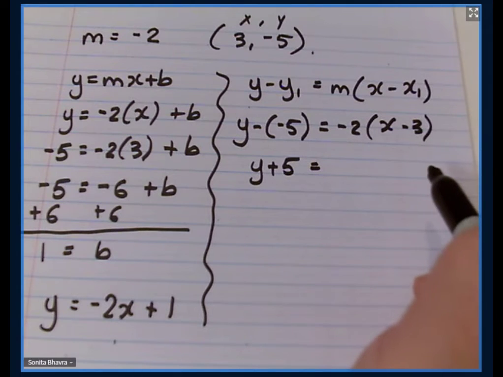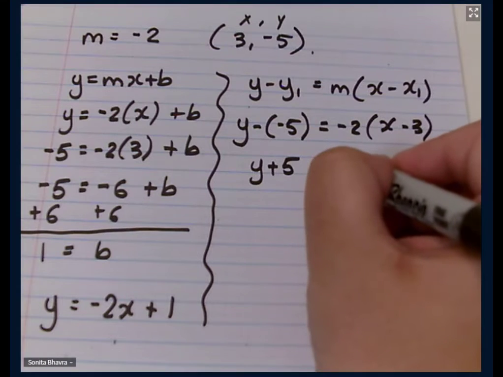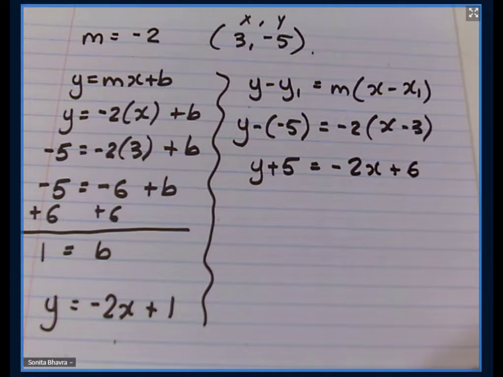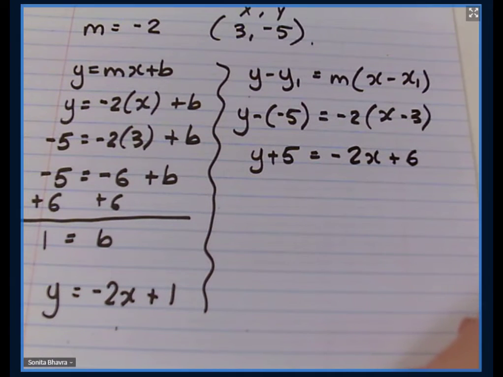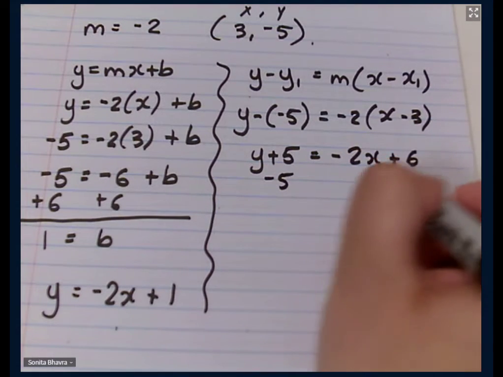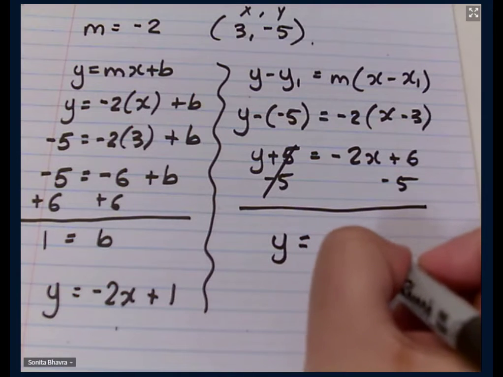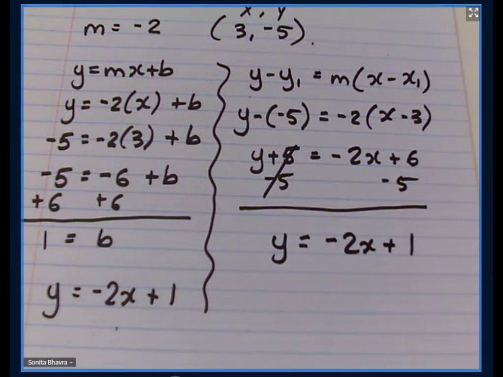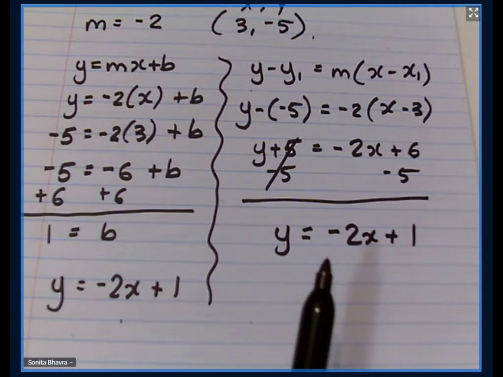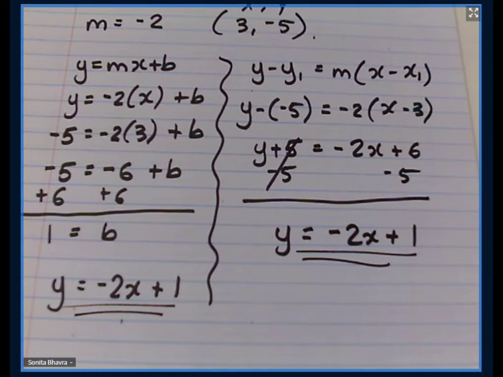So y plus 5 equals, I'm just going to multiply this out, negative 2x and then plus 6. And now I'm just going to subtract 5. And we end up with the exact same equation. All right, so two different methods were used, but we do end up with the exact same equation.